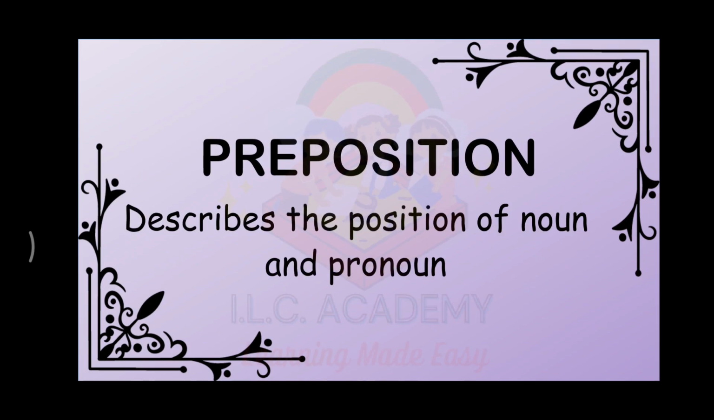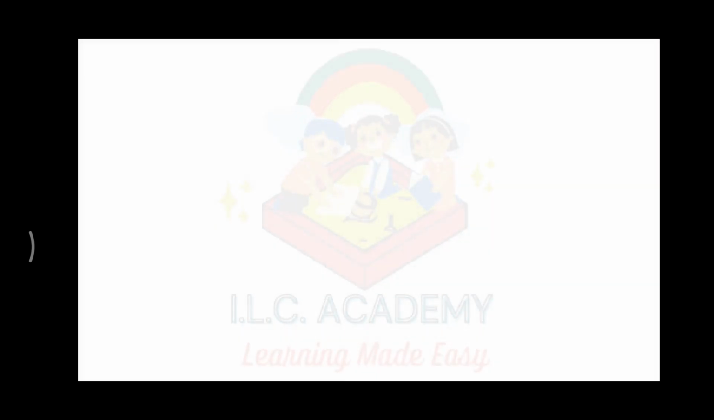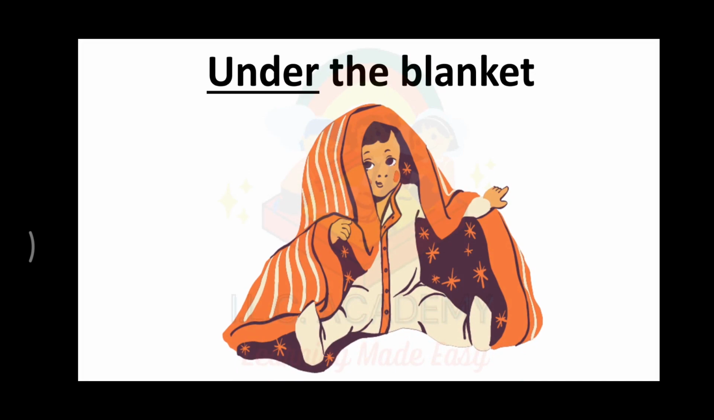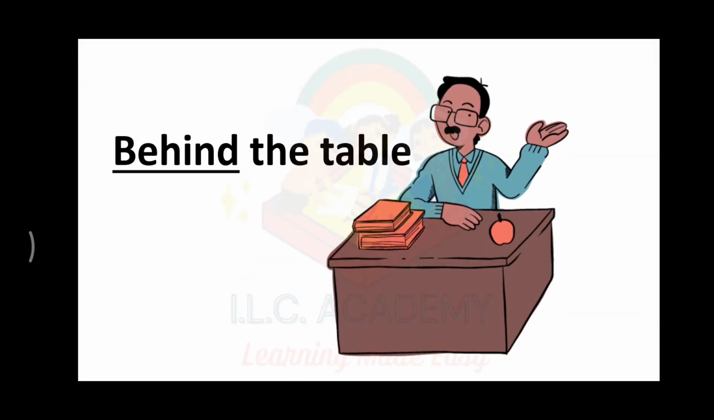Preposition. Preposition describes the position of a noun and pronoun. It's simple. Example, on the chair. On is a preposition because it's describing that the person is sitting on the chair, the position of the person. Under the blanket. If you are hiding under the blanket, under is showing your position. Behind the table. If the teacher is sitting behind the table, that means behind is showing the position of the teacher in the classroom.